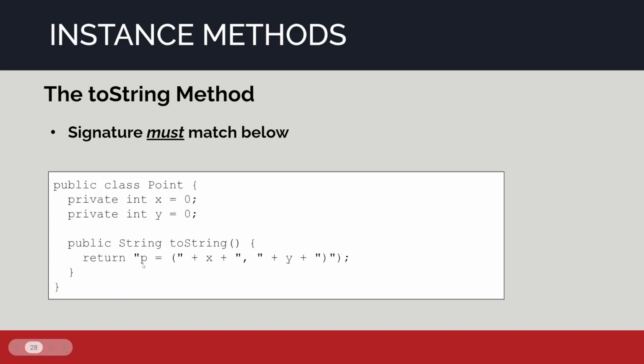And so for a point, what's useful? Well, we would want to know probably just where x and y are. So that's what I've done here, where this will print out P equals left parenthesis, and then I'll append the value of x. If x is 5, then a 5 will go here, comma, space, and then likewise for y. If y is 7, then 7 will go here, and then a right parenthesis. So this is an implementation of the toString method that you could find potentially useful.